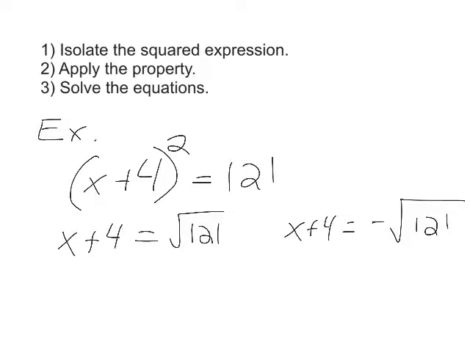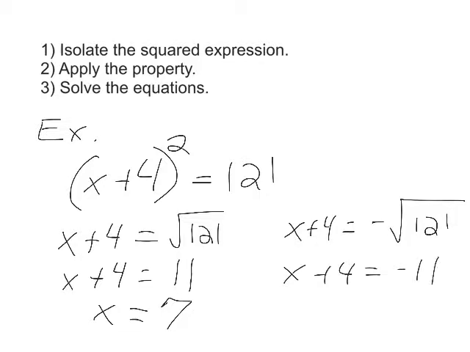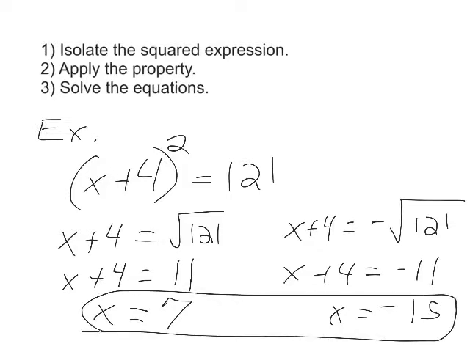Then from there, you're going to take that square root, which does come out to be a nice whole number there, and you're going to subtract 4 from both sides. So x is going to be equal to 11 minus 4, which is 7. And then this is going to give me, skipping a step here, sorry. X plus 4 is equal to negative 11, so x is equal to negative 15. So we've got 7 and negative 15 as our solutions there.